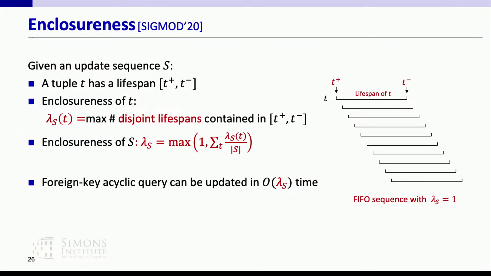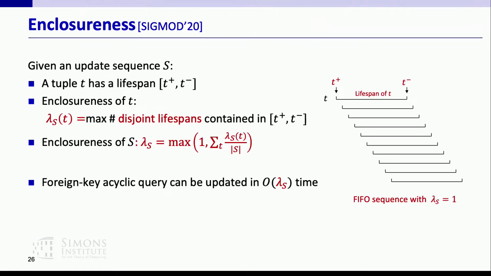So this first in first out sequence has a very low enclosure list, but the question is whether this notion of enclosure list is good enough. One more question: every update has a lifespan associated with it? Yeah.